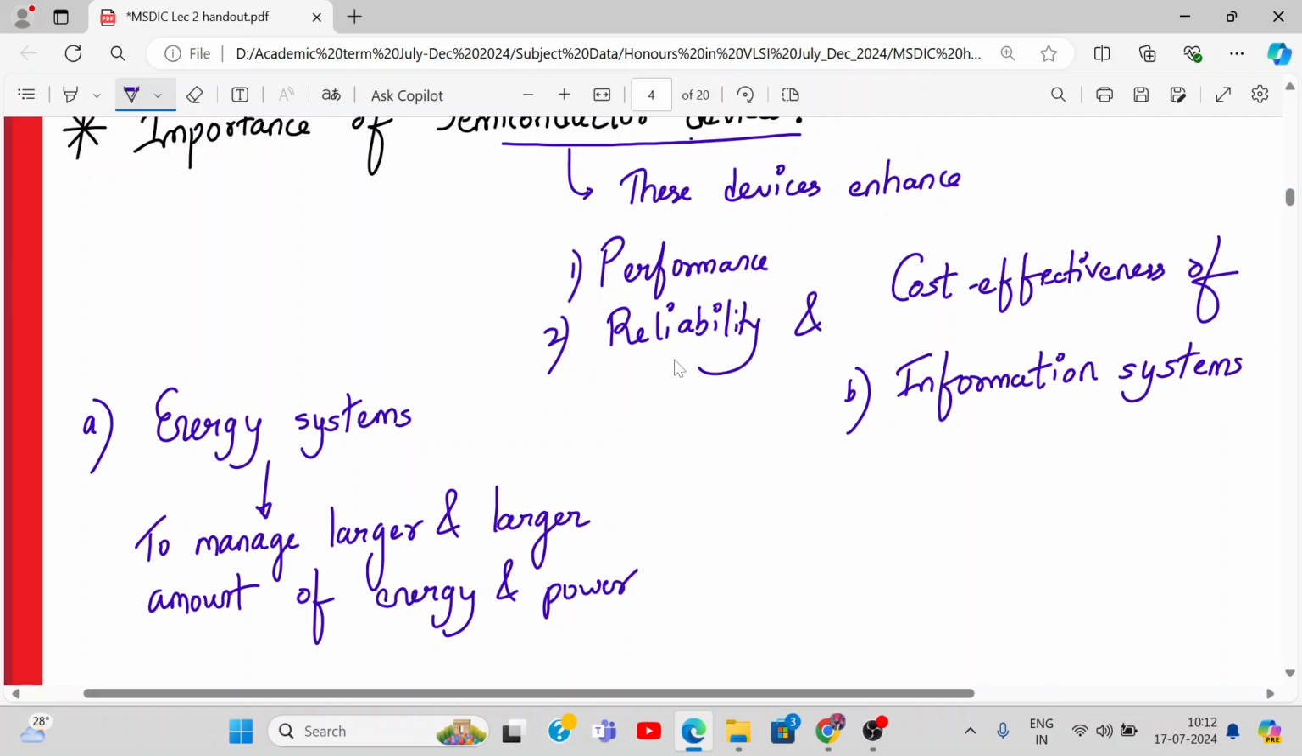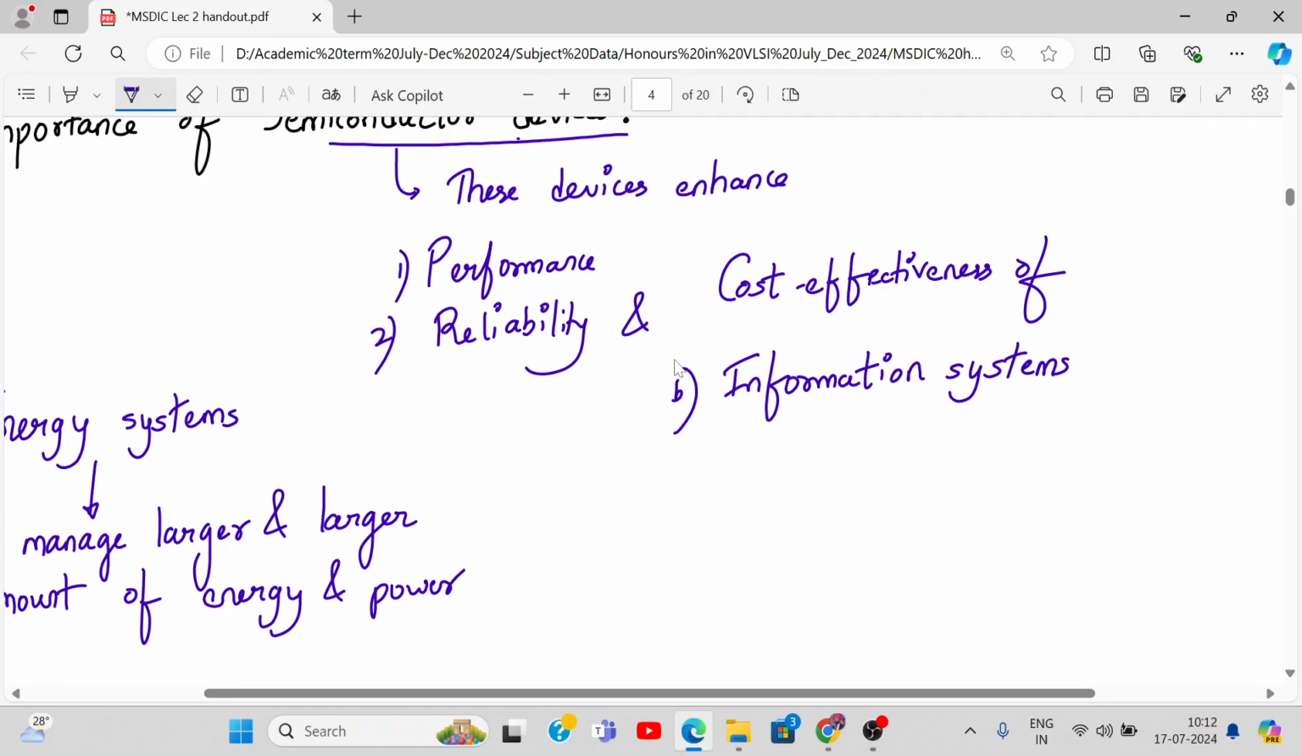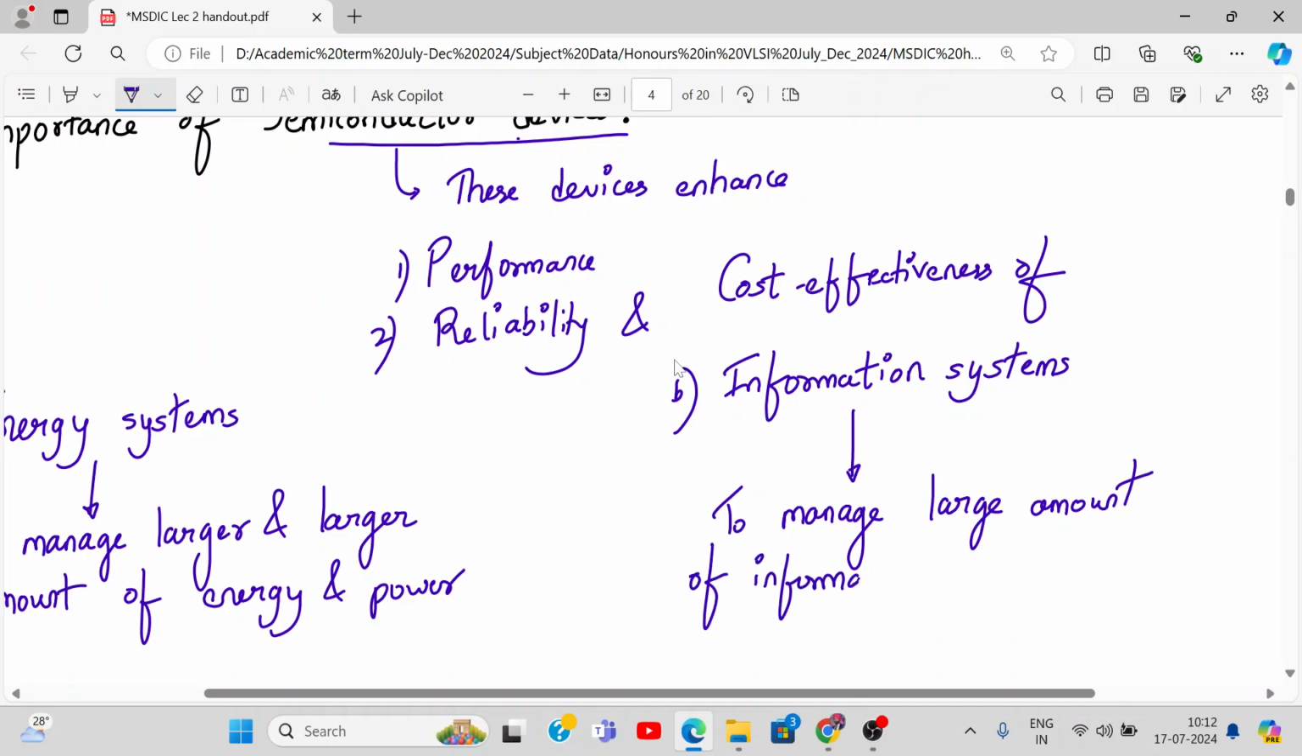What do you mean by information systems? Information systems store, process, and communicate information. What is the aim of an information system? To manage a large amount of information using lesser and lesser amounts of power.